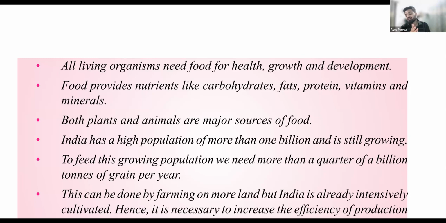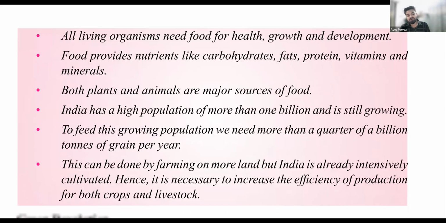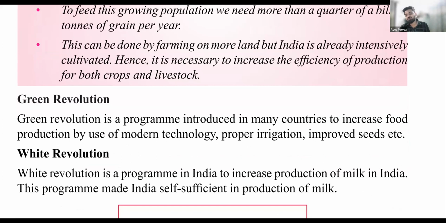So there are different revolutions that have been done by the government in earlier times to improve the quality of crops, eggs, milk, and fishes. The first one was called the green revolution. Green means green vegetables. Green revolution is a program introduced by many countries to increase food production by the use of modern technology like proper irrigation, improved seed, etc.